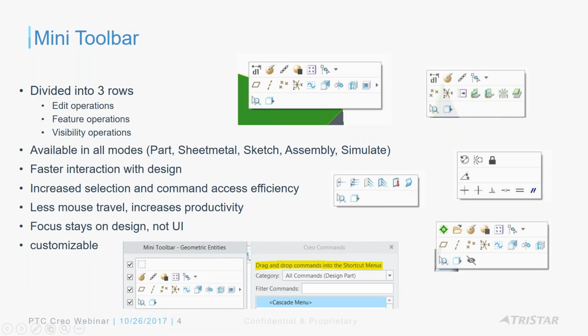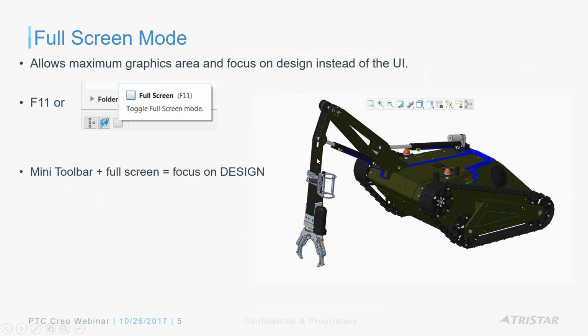So the mini toolbar is one of the big things that happened in Creo 4, one of my favorites when I used Creo 4.0. Combined with the full screen mode, the mini toolbar and the full screen mode really allow you to maximize your graphics area, right? You have more real estate essentially to work on the CAD model.